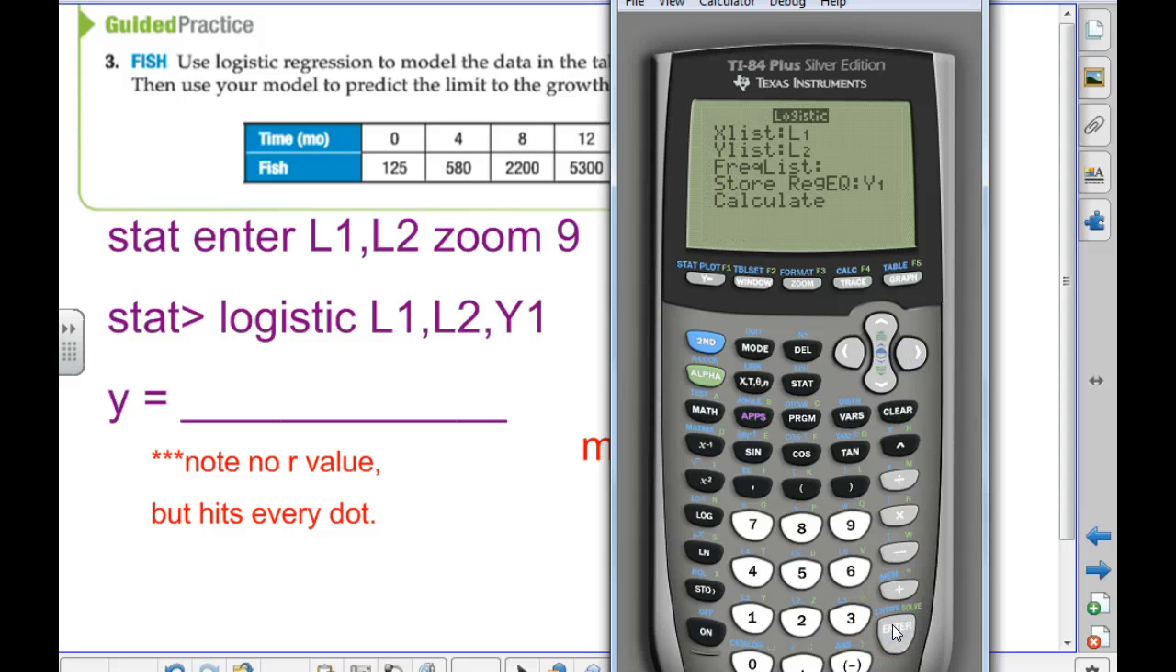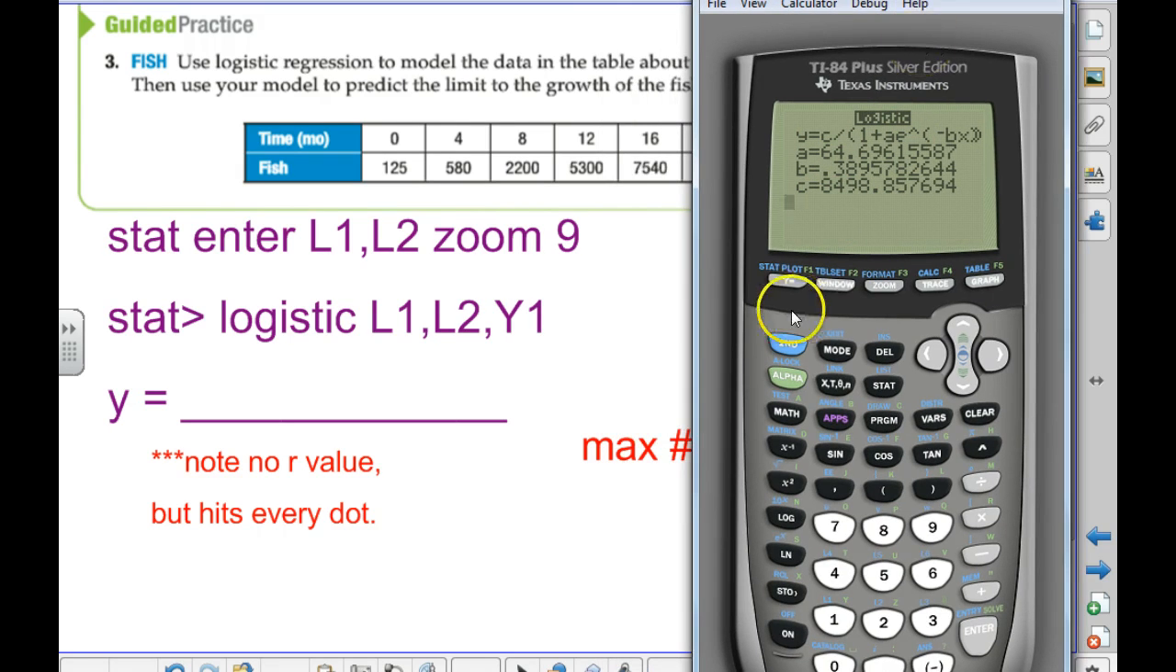so we can look at how well it hits all those points, because a logistic equation does not calculate an R value. It says logistic. Find it? Okay, and it does take a little while to calculate. It has 3 values that it has found for us. And the equation is C over 1 plus A times e to the negative 0.39x, where C is roughly 8499 and A is 64.7.